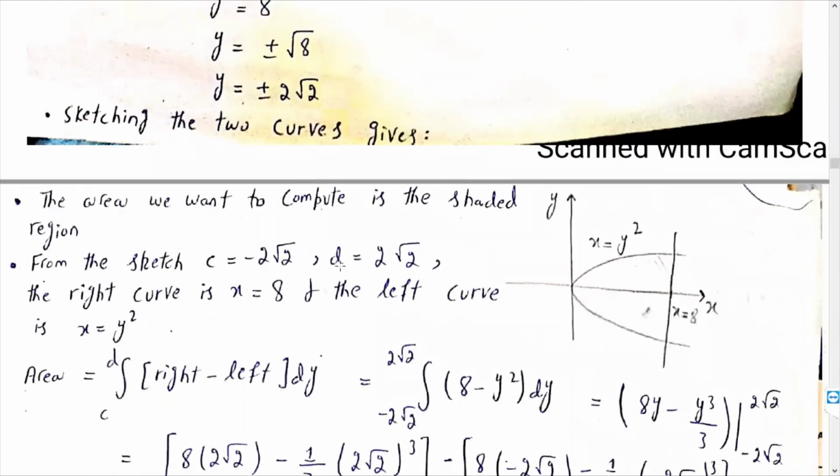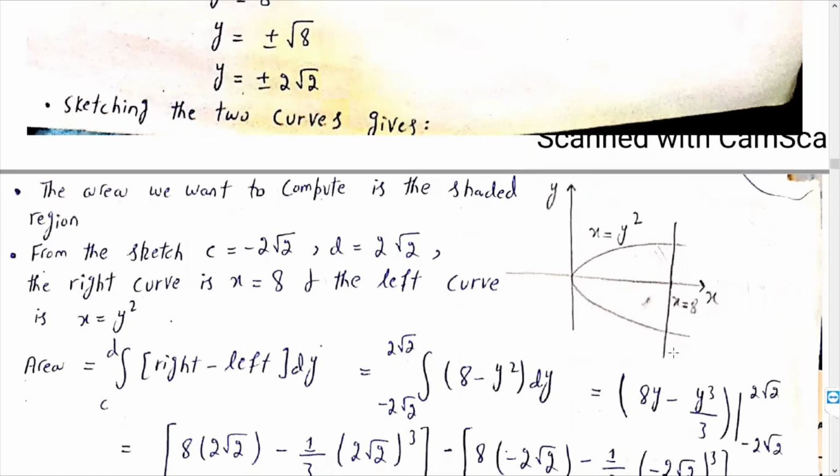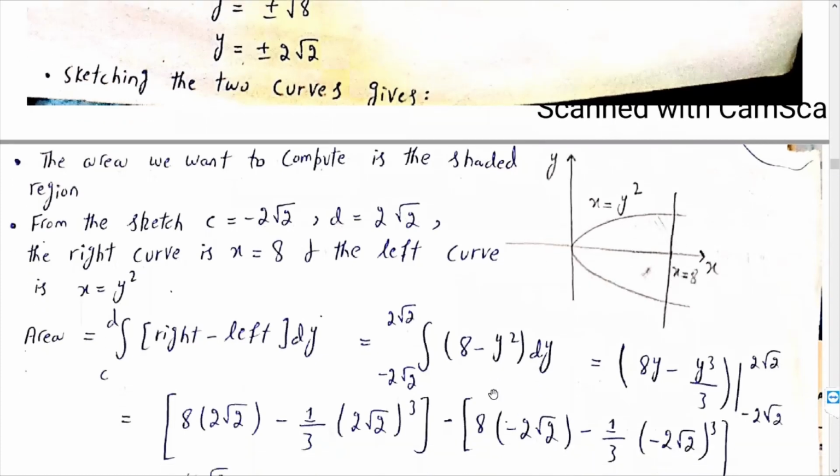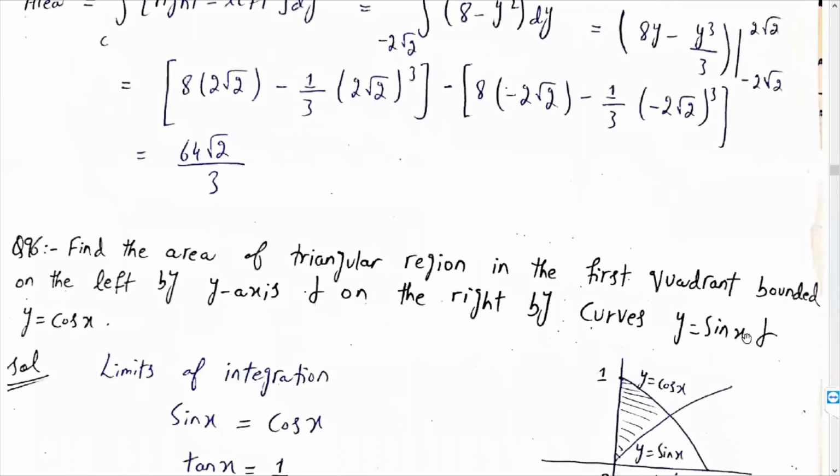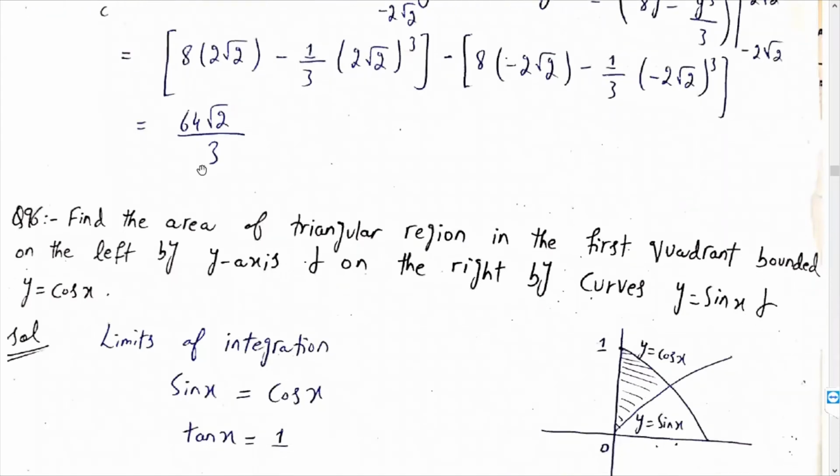Now sketching the two curves, x equals y square is like this and x equals 8 is a vertical line. You have to find the area between these two curves. So the lower limit is minus 2 under the radical 2 and the upper limit is 2 under the radical 2. The right curve is 8. The left curve is y square. So the function is 8 minus y square. Integrating 8 minus y square, I get 8y minus y cube by 3. Applying the limits, upper limit minus lower limit, I get 64 under the radical 2 by 3.